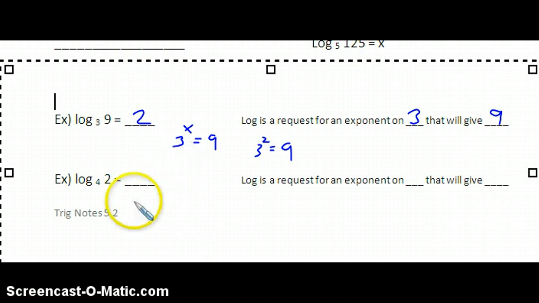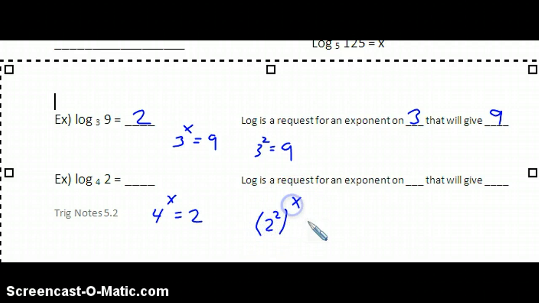Looking at the next one, it's asking log base 4 of 2 is equal to what? We don't know. So writing in exponential form, 4 raised to some power has to be equal to 2. Well, the best way to solve this is to make my bases the same. Since this is a base of 2 already, I could write 4 as 2 squared. So I could say 2 squared raised to some power x has to be equal to 2 raised to the first power.